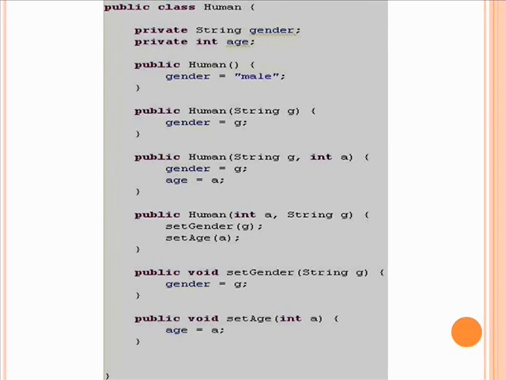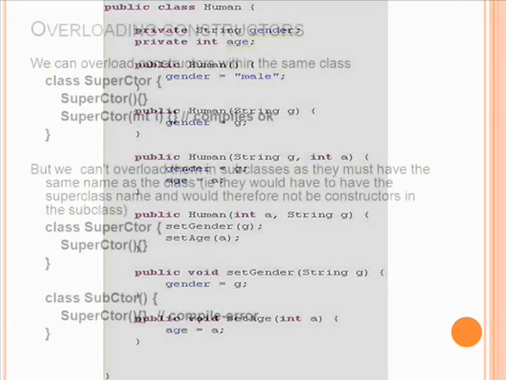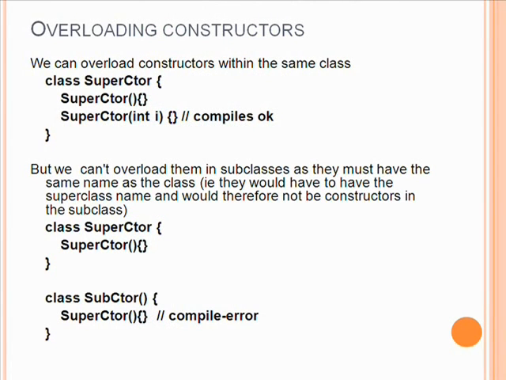In this code, it shows how a constructor can be overloaded by changing its argument list. When overloading constructors, there are a few things that we need to remember. We can overload constructors within the same class, but we can't overload them in subclasses as they must have the same name as the class. For example, they would have to have the superclass name and would therefore not be constructors in the subclass.